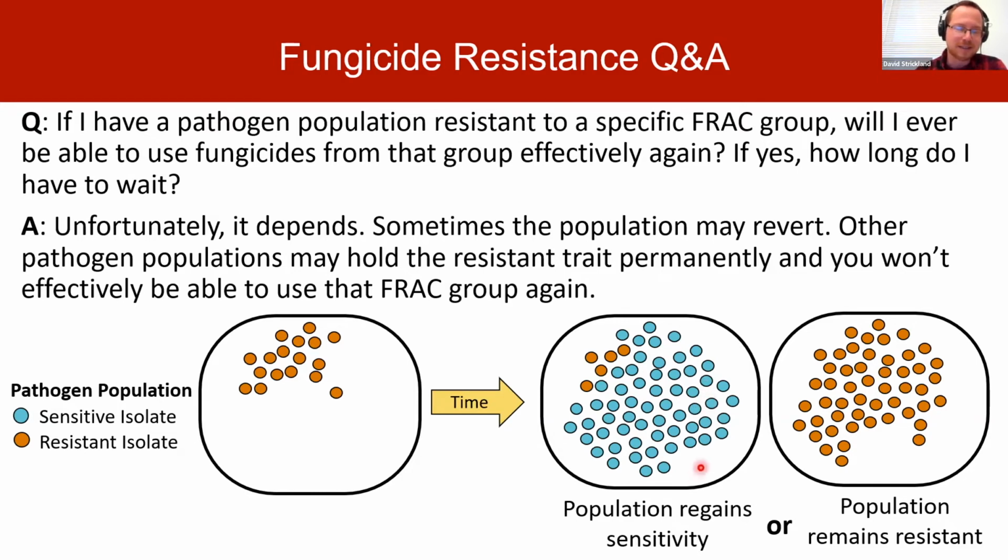It might regain sensitivity and you'll be able to use that FRAC group in the future, or, which is the situation we don't want, the pathogen population maintains that resistance permanently and then spreads it elsewhere. And it sort of becomes the normal status of that particular fungal pathogen. So this is the situation we're certainly not interested in. This is why it's so important to rotate FRAC groups such that we don't have the situation arise.